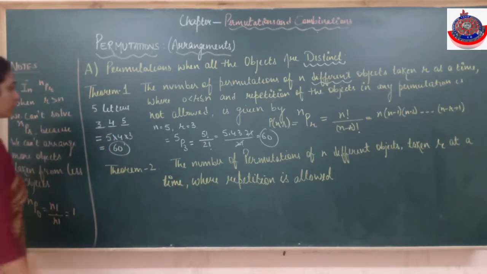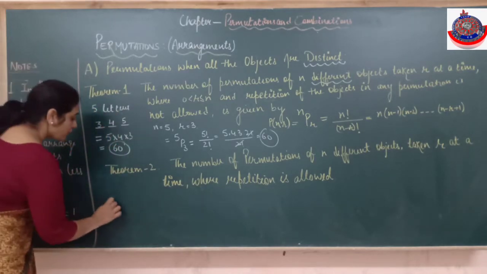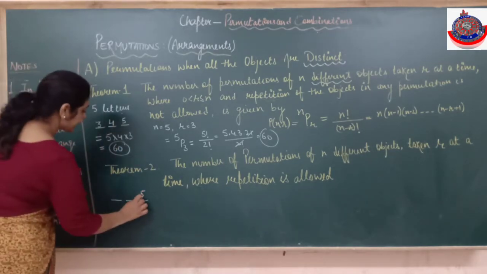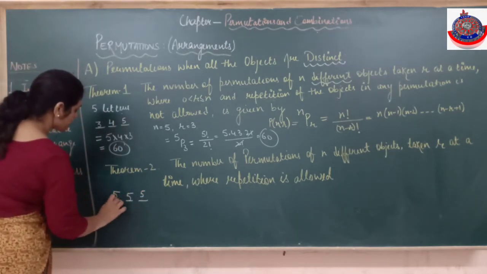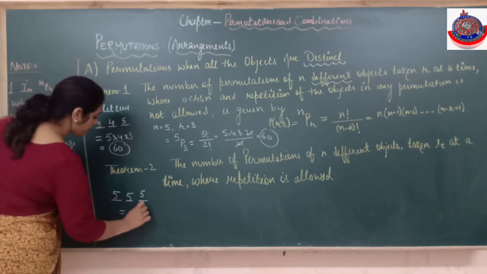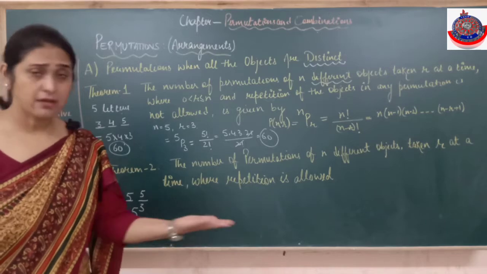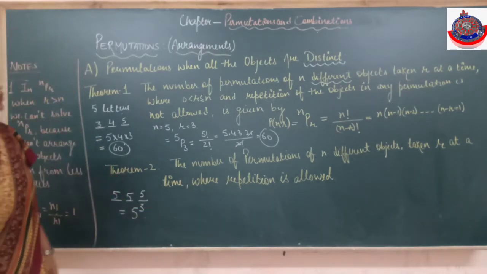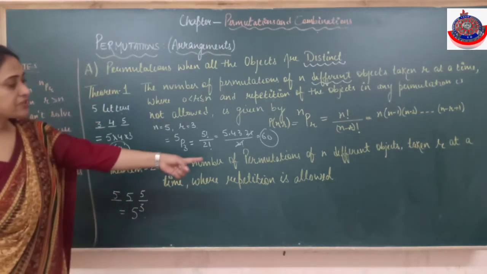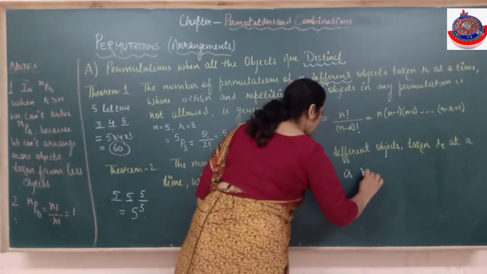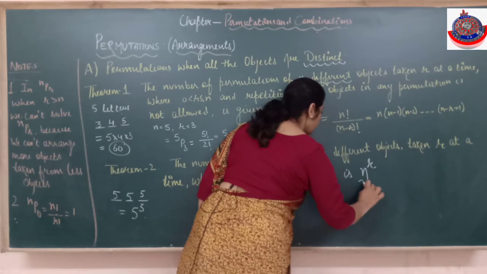Suppose we solve this one. Repetition is allowed. 1, 2, 3 places to be filled. For the first place 5 choices, for the second place 5 choices, for the third 5 choices. That means 5 raised to power 3. Since repetition is allowed, a digit or a letter can appear 3 times as well. So in the case where repetition is allowed, it is n raised to power r.